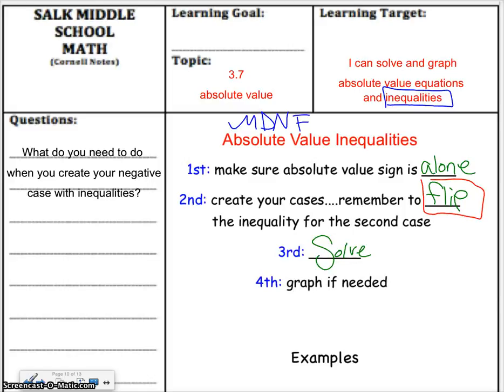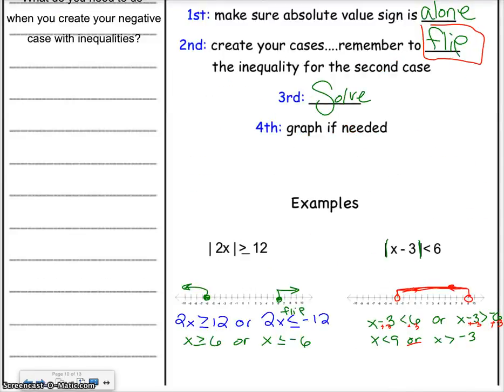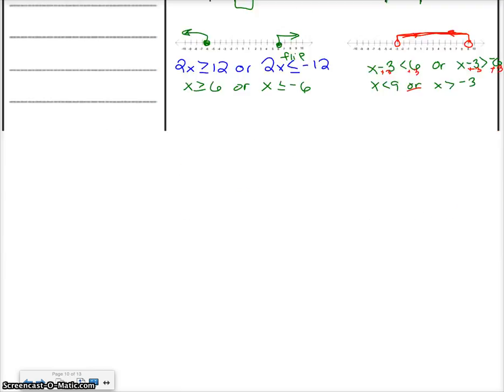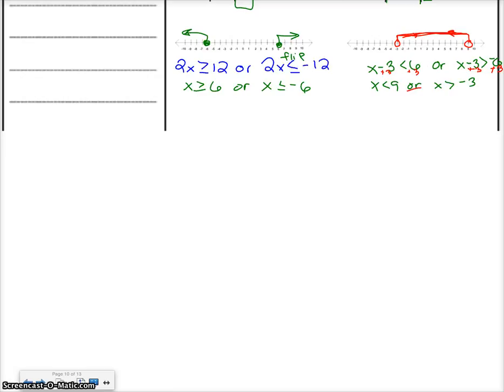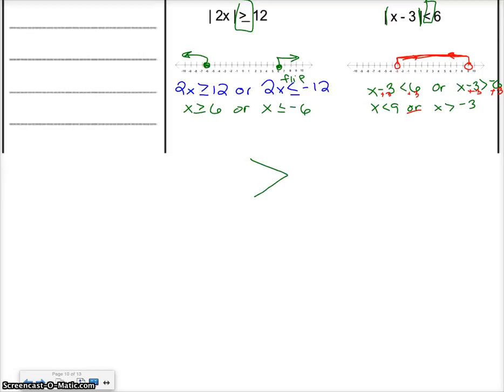Now let's just summarize that. Notice I started out with a greater than. If I started out with a greater than, it stayed or. I started out less, it turned to an and. So I will summarize that little trick for you. What do I want to say? If it starts out greater than, it stays or. If it starts out less than, it turns to an and.